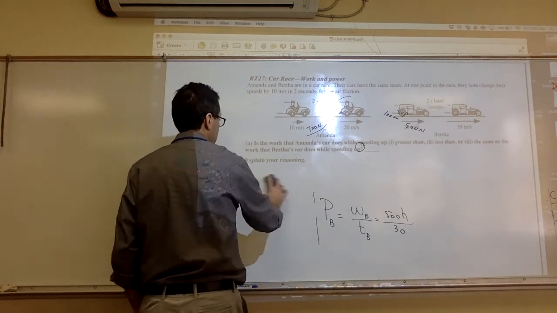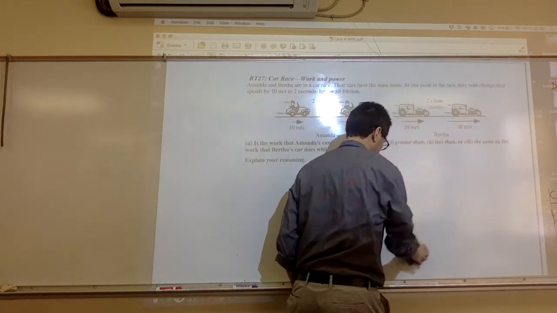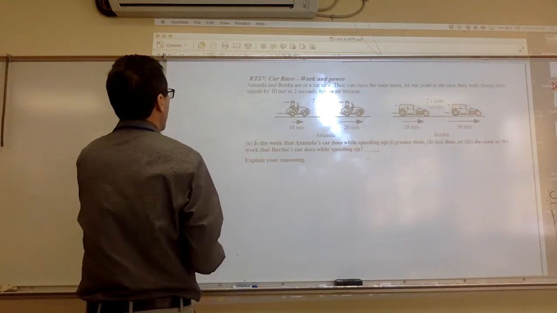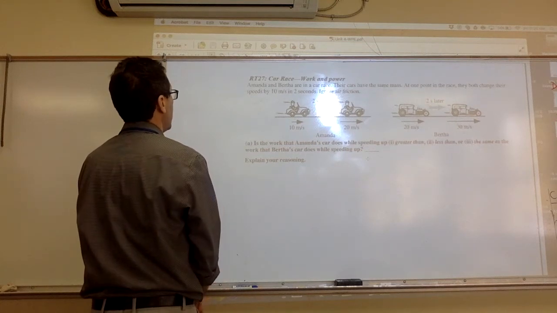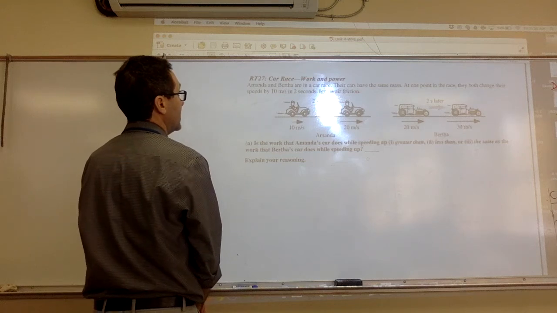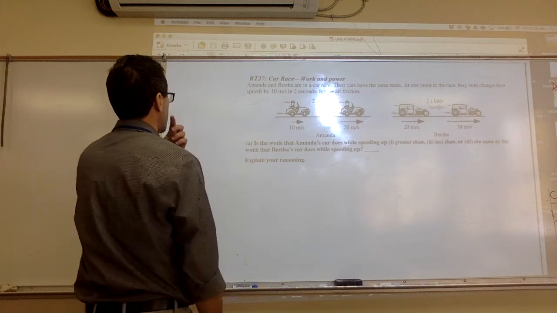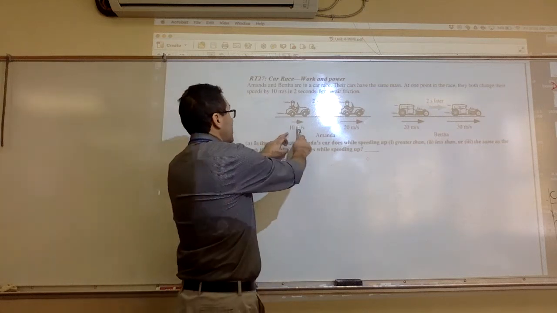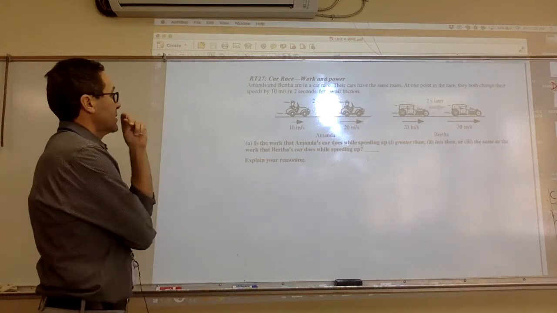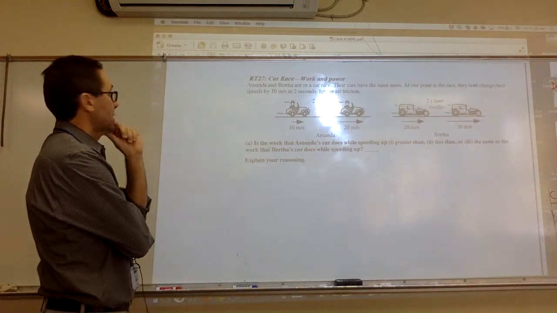All right, RT27, which is the last thing in this packet. Work and power. Amanda and Bertha are in a car race. Their cars have the same mass. At one point in the race, they both change their speed by 10 meters per second. So this one is going from 10 to 20 and the other one is going from 20 to 30. Is the work that Amanda's car does while speeding up greater than, less than, or the same?